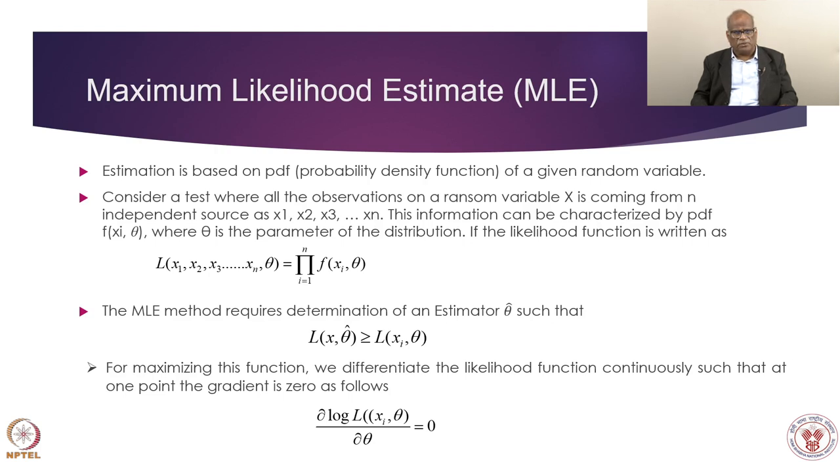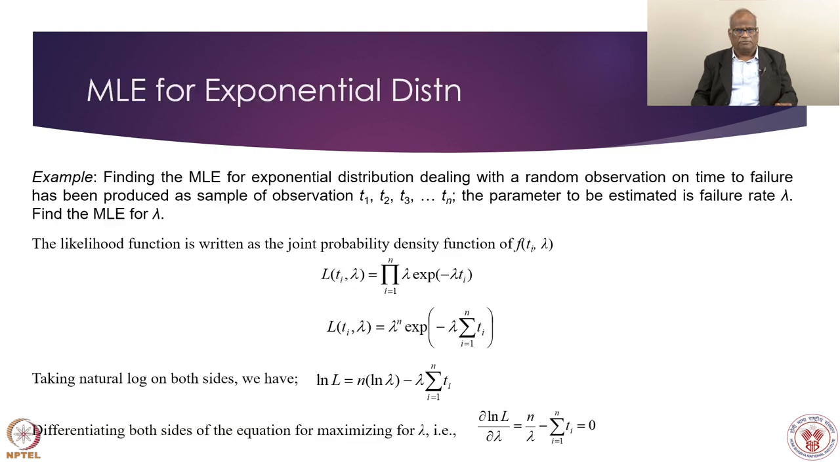The maximum likelihood estimate requires determination of an estimator theta cap, such that the likelihood L of x, theta cap is greater than or equal to L of xi, theta. This is how it makes the distribution or likelihood function. Now we have to maximize this function. In optimization, we use maximization and minimization. If you do minimization, we come to the lowest value. So del ln L of xi, theta divided by del theta is equal to 0. This is the condition for obtaining the maximizing function.